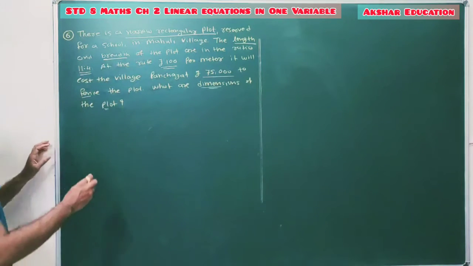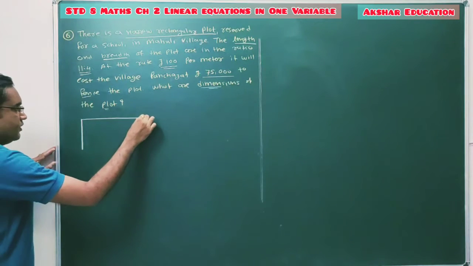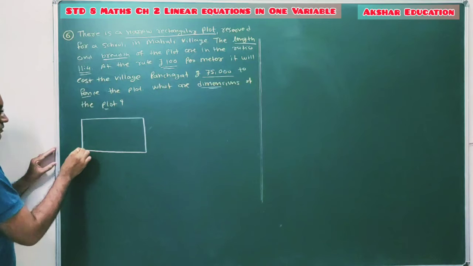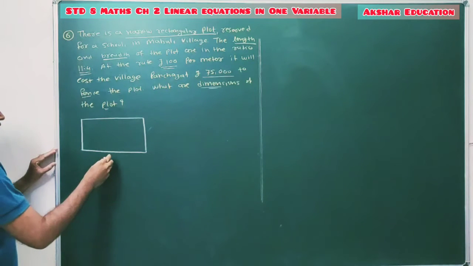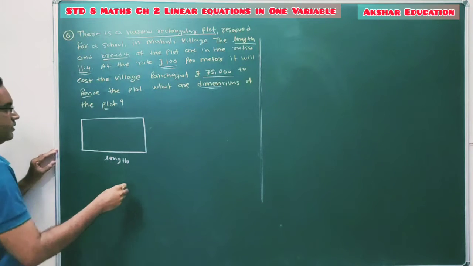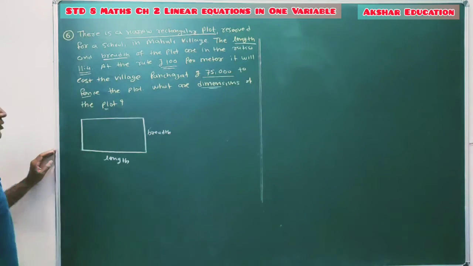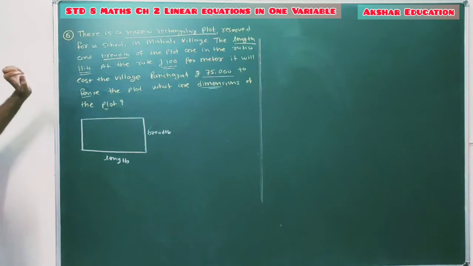So a rectangular plot is there. Suppose this is our rectangular plot. This is the length of the plot and this is the breadth of the plot. So length and breadth of the plot are in the ratio 11:4.